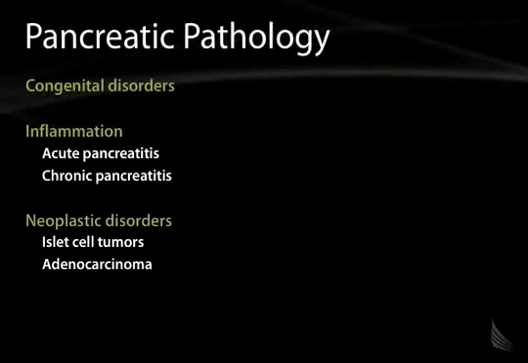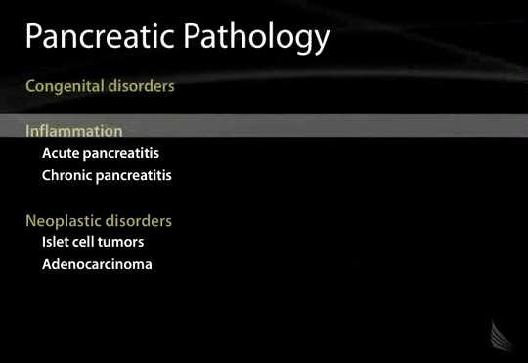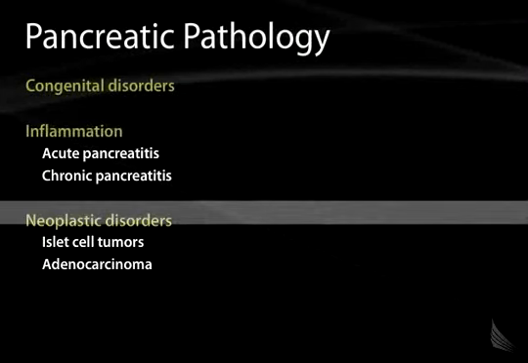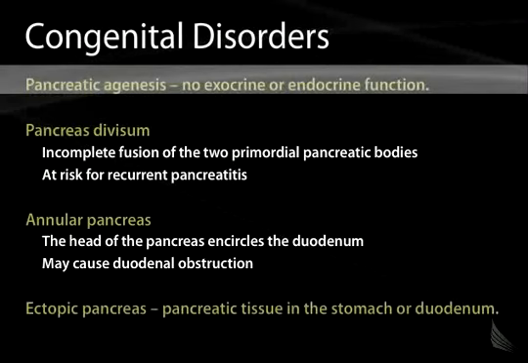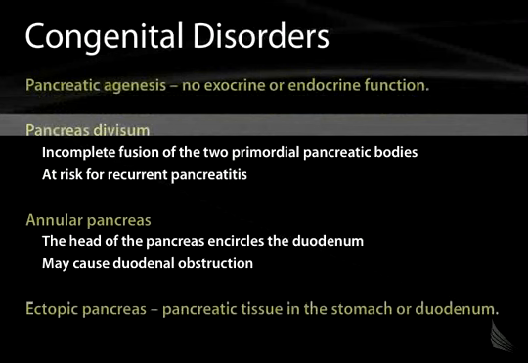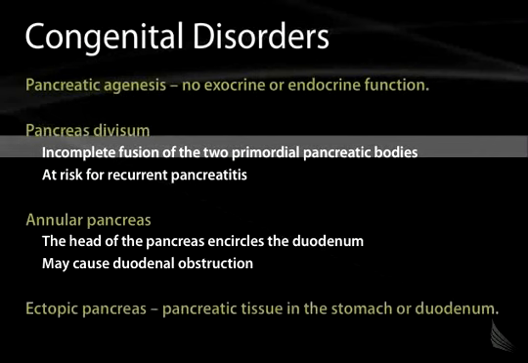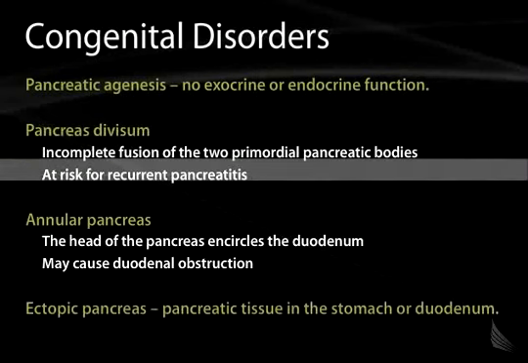Pancreatic pathology can be divided into congenital disorders, inflammatory disorders, and neoplastic disorders. Congenital disorders are relatively rare, but include pancreatic agenesis, in which no exocrine or endocrine function exists, and pancreatic divisum, which actually tends to be a very common but benign disorder, which results in the incomplete fusion of the two primordial pancreatic bodies. These patients are at risk for pancreatitis later on in adult life.